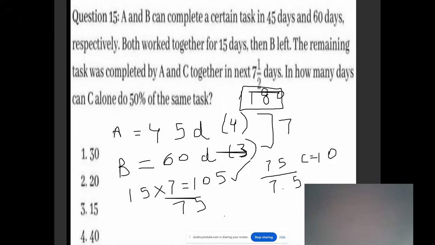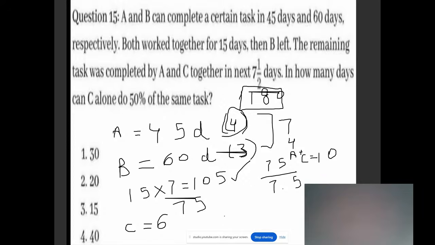Okay, that is equal to 10. So 10 means this is the combination of A and C, not C alone. A and C combination is equal to 10. We know that A is eating 4 per day. So as A is eating 4 per day, C is eating 6 chocolates per day. So we got C's individual efficiency. C is eating 6 chocolates per day.